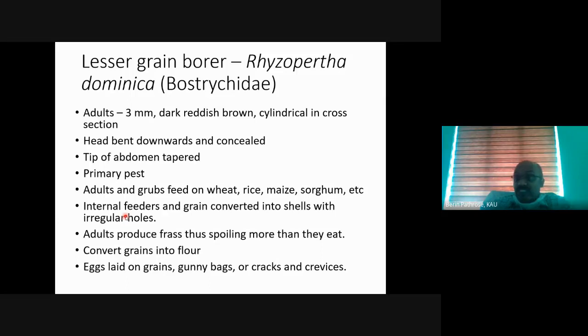It mostly feeds on cereals. I told you, both adults as well as grubs are damaging. In the earlier three pests, only the grubs were damaging. Here, the adults as well as the grubs are damaging. Both feed on wheat, rice, maize, sorghum, etc. That means almost all cereals. It feeds on the grain from the inside, and the grains will be converted into shell. Only the shell will remain with numerous holes. And it produces excreta, frass, and spoils the grain, and it converts the grain into flour.